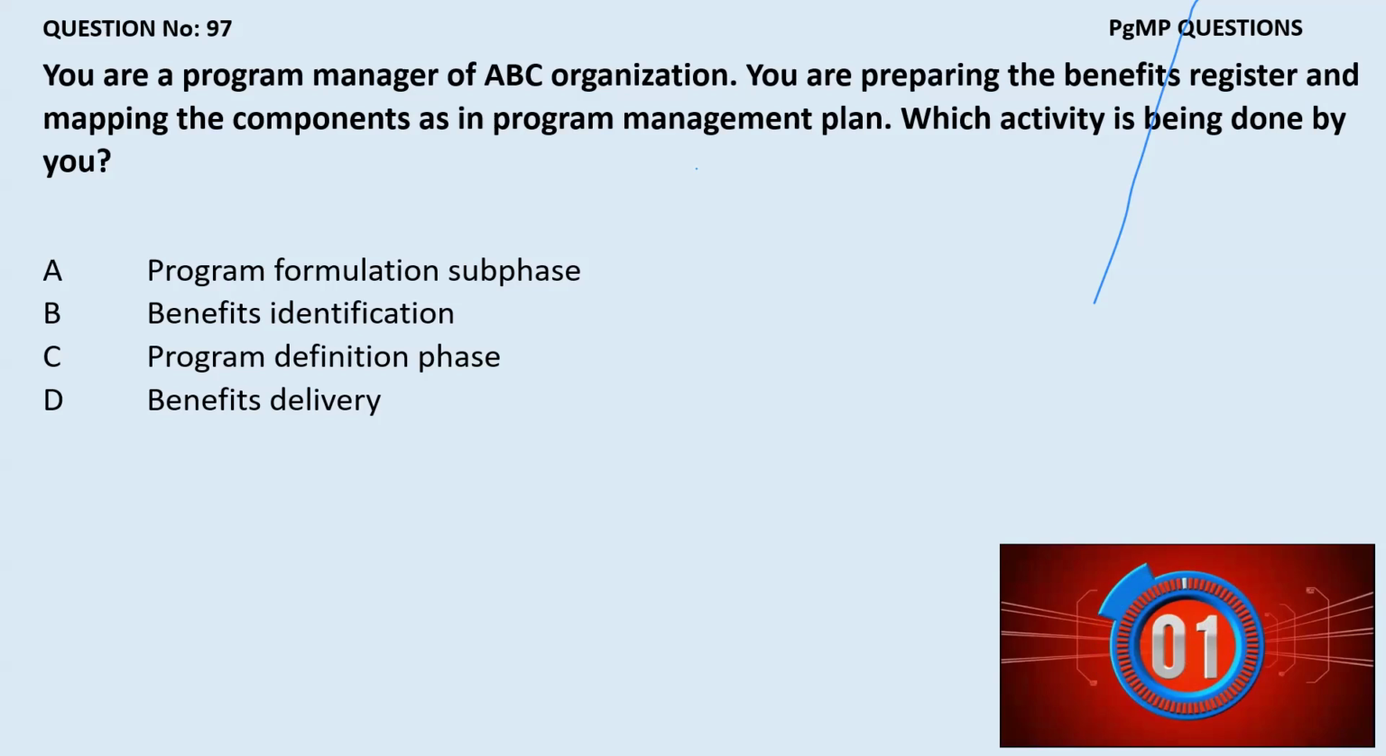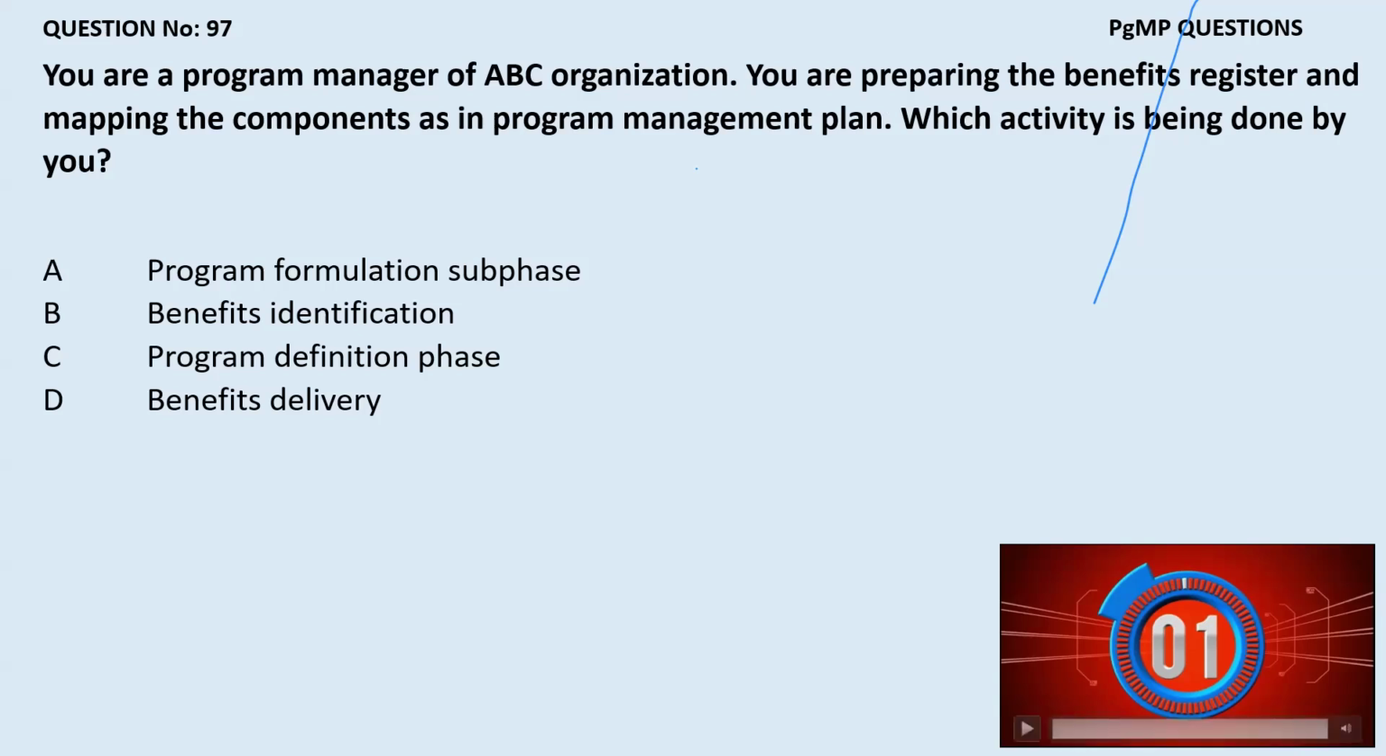But the question is very clear. Which activity is being done? In these options, it can only be benefit identification or benefit delivery. These are the two activities. So benefit identification is the correct answer in 97. B. Clear? Anybody with any other option? No, everybody is with B.